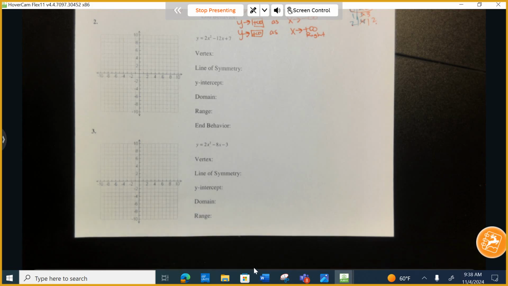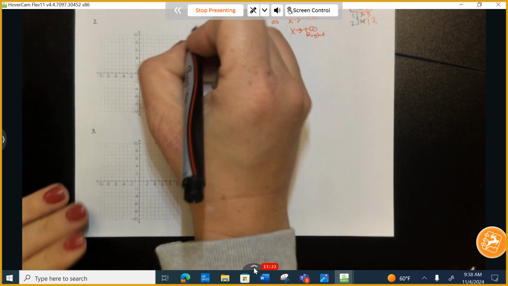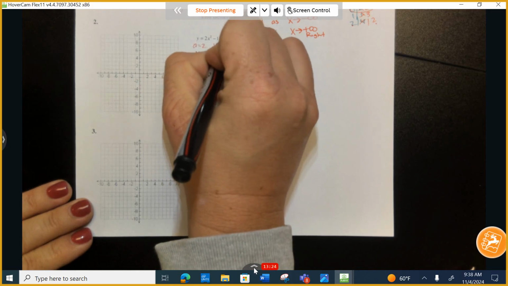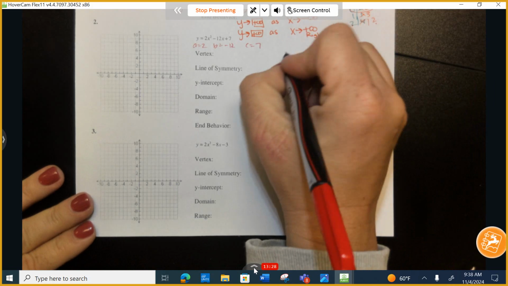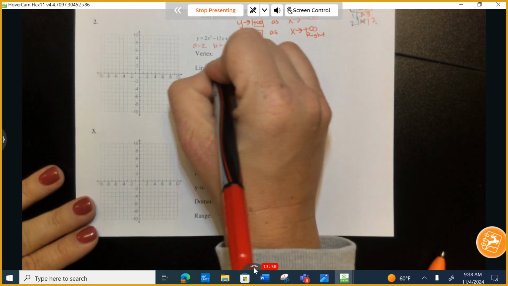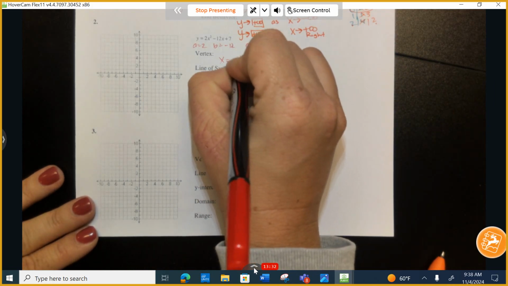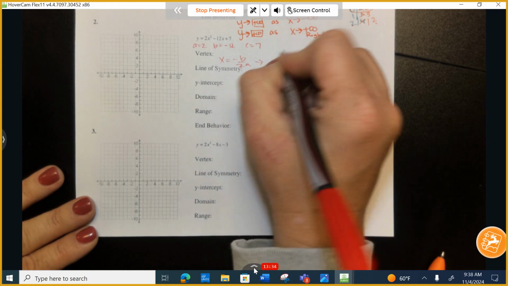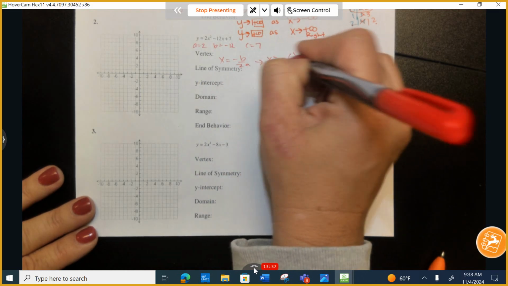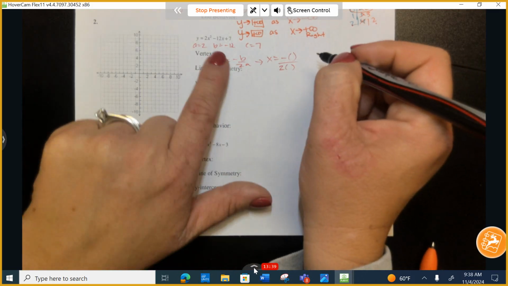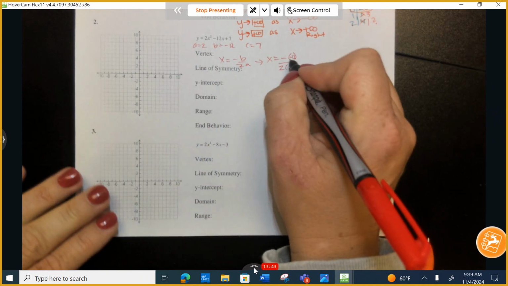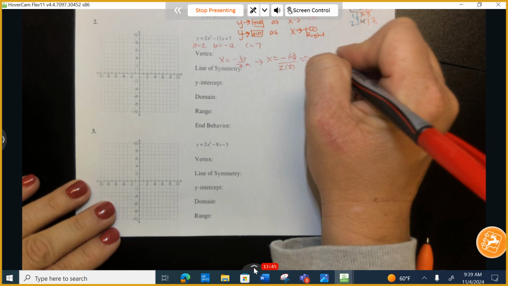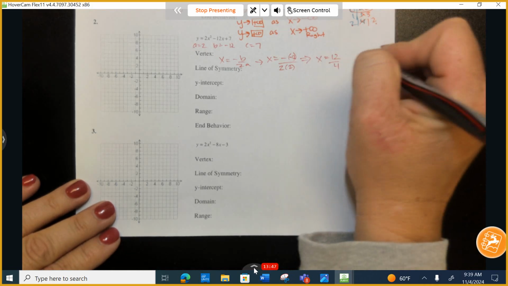Let's look right now at example number 2. I'm going to start off by identifying the A, the B, and the C. My A is 2, my B is negative 12, and the C is 7. Both vertex and the line of symmetry, also known as the axis of symmetry, will use the equation negative B over 2A. So I'm going to put a parenthesis where I'm going to drop in the A and the B. B is negative 12, A is 2. Two negatives make a positive, so I have positive 12 in the numerator, 4 in the denominator.